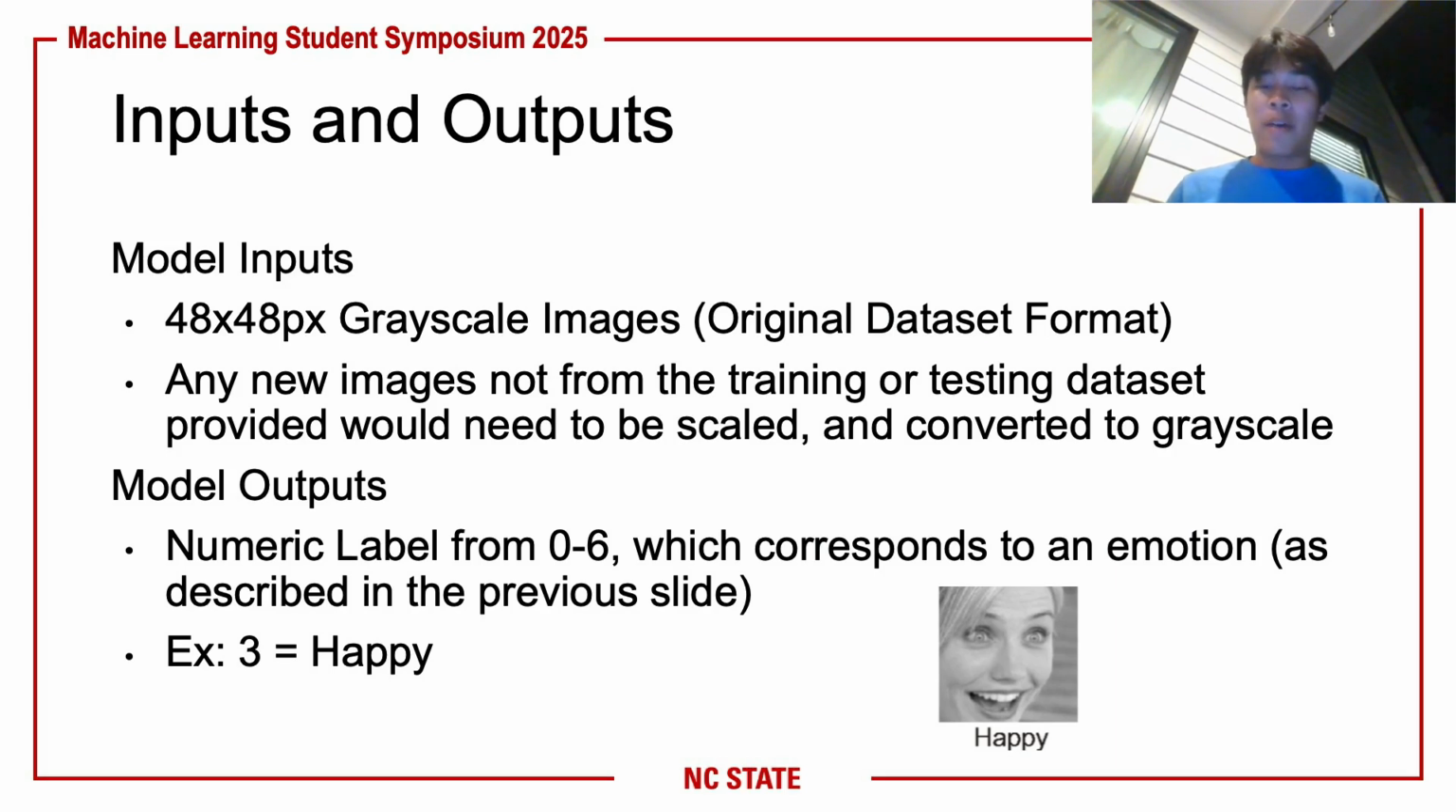For the inputs, we have 48 by 48 pixel grayscale images from the dataset, and any new images not from the training or testing dataset would have to be scaled and converted to match that dataset. For the outputs, we had a numeric label from 0 to 6, which corresponds to an emotion, as described previously. For example, 3 would represent happy.